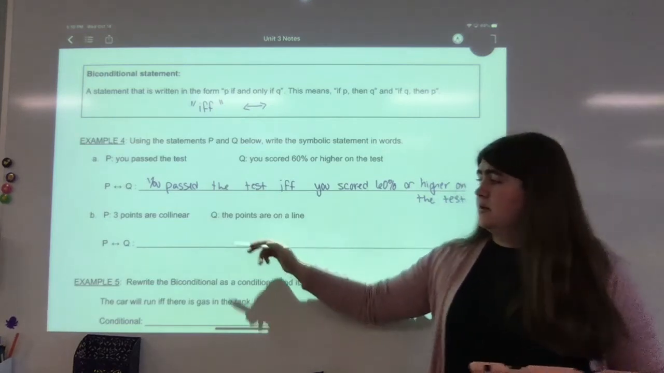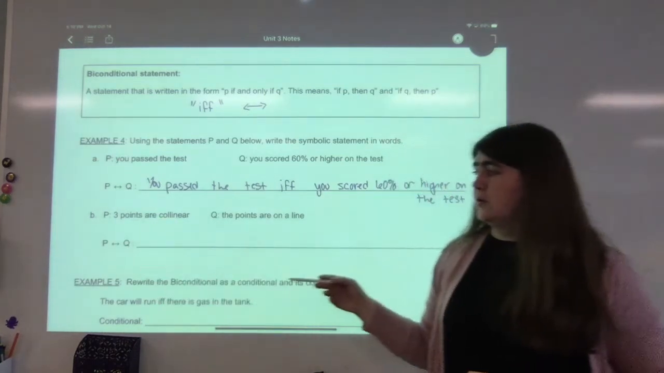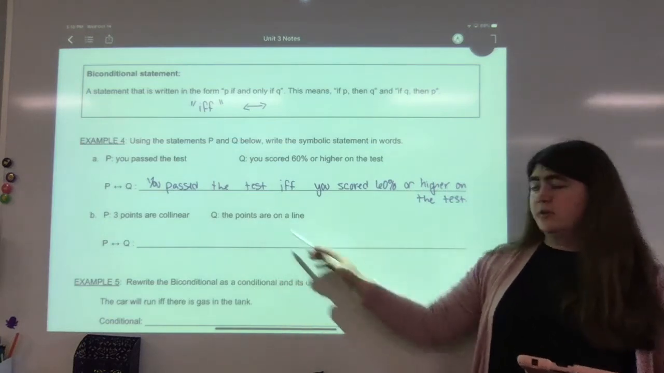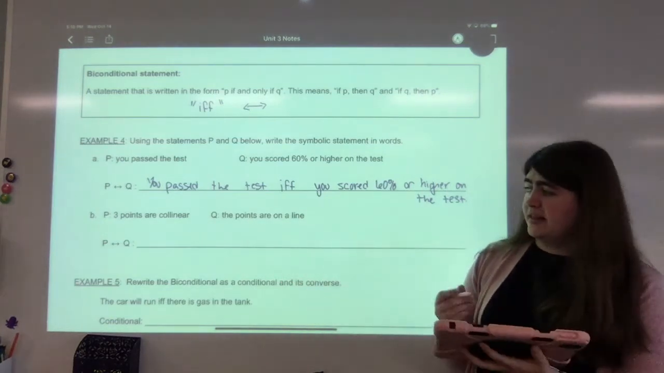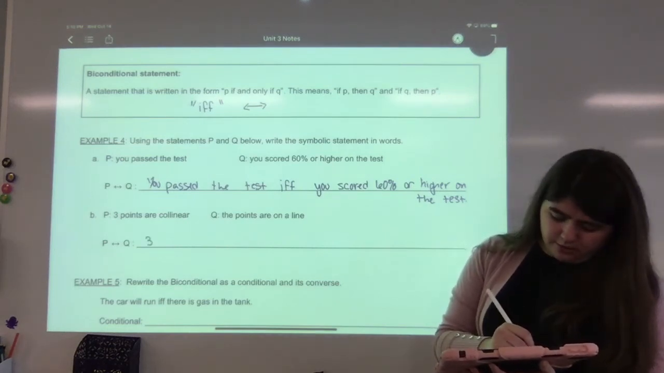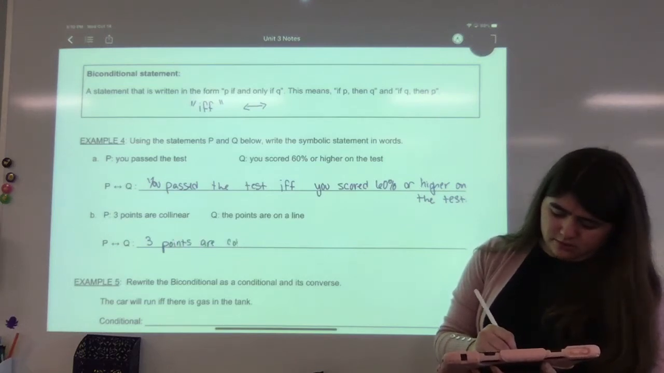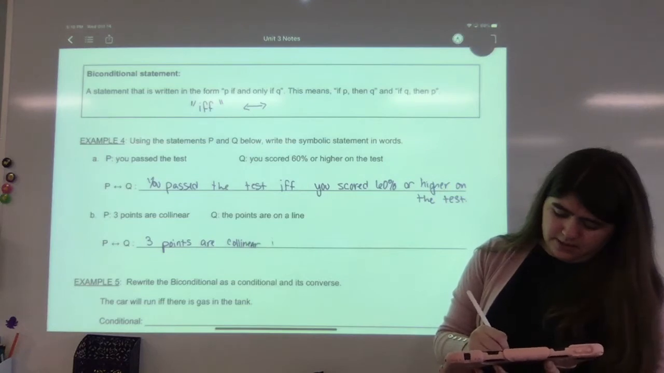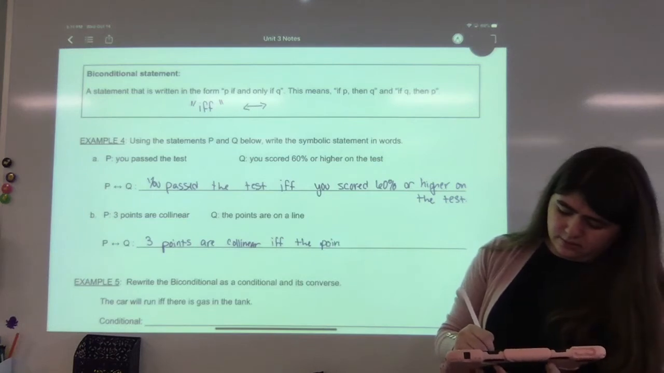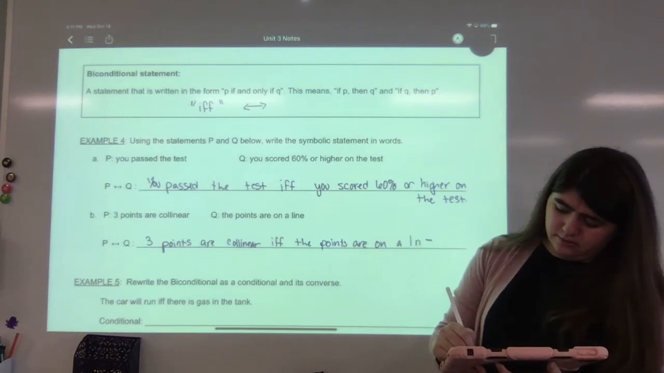Let's do another one. Part B. P, if and only if Q, where P is 3 points are collinear and Q says the points are on a line. So I can say 3 points are collinear if and only if the points are on a line. All right.